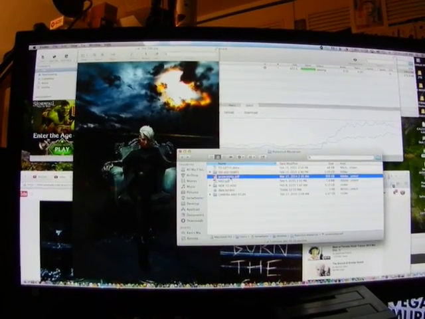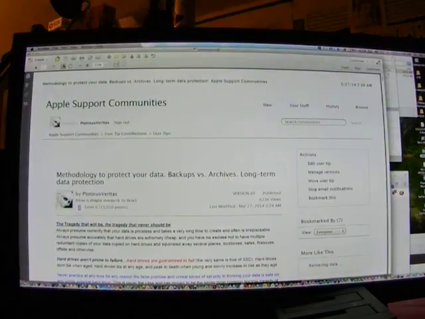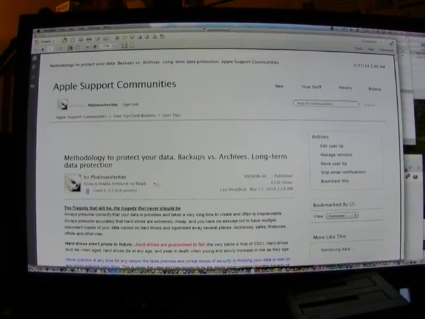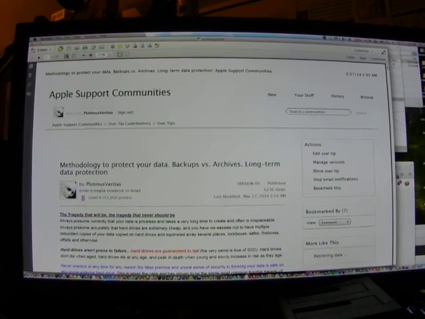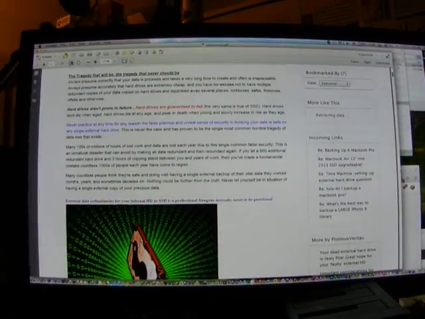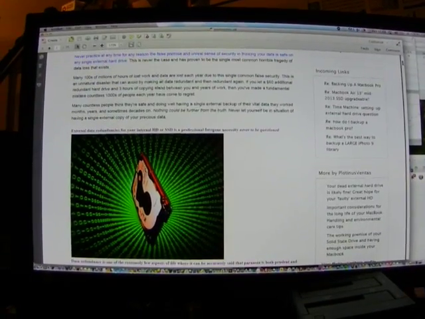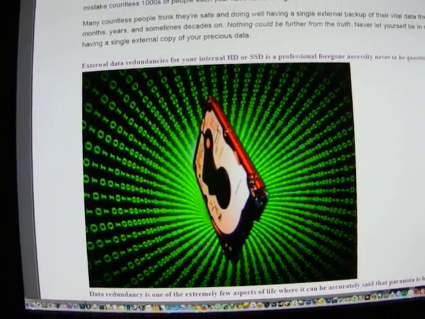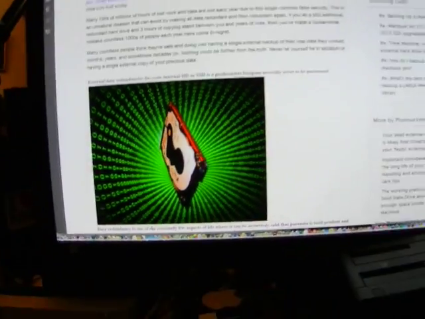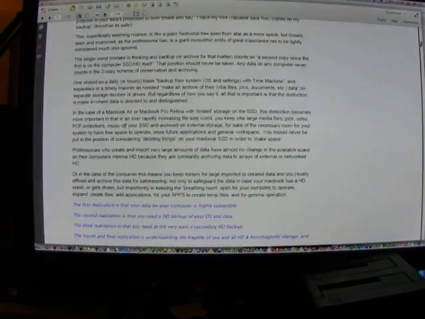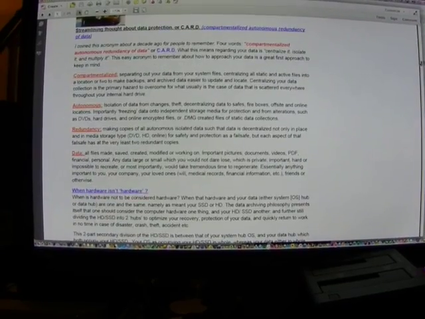I've written this award-winning article. See, that's me. I'm the person that wrote that. The methodology to protect your data, backups versus archives. It's a 1 megabyte file. You can find it. There's a lovely picture I took. How do you like that picture? Well, you think that's pretty awesome? It's a 500 gig hard drive behind a neat backdrop. I might explain that later at some time. It's a little photograph I did. Anyway, it's about 10 pages. It's a really important article.